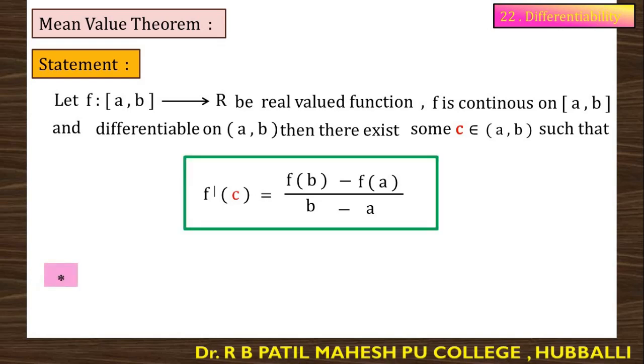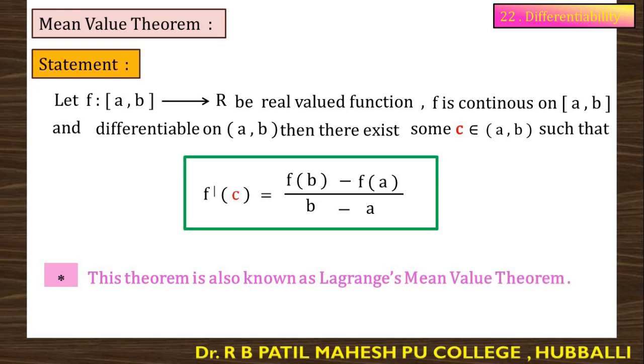Remember students, this theorem is also known as Lagrange's mean value theorem. Lagrange is a mathematician's name. This theorem is famous as Lagrange's mean value theorem. Now see, what is the geometrical meaning of this f dash of c equal to f of b minus f of a divided by b minus a? What does it mean geometrically? That I'm going to discuss.